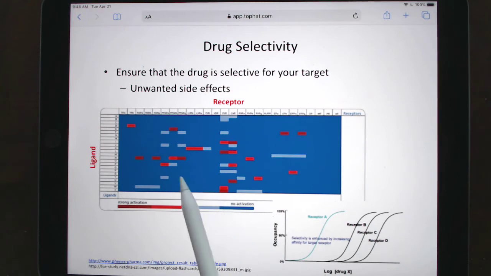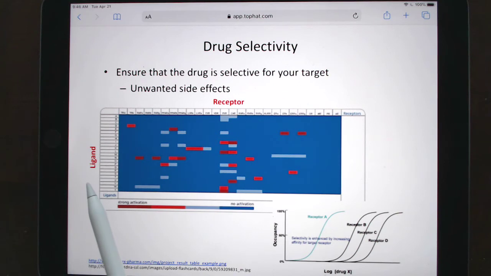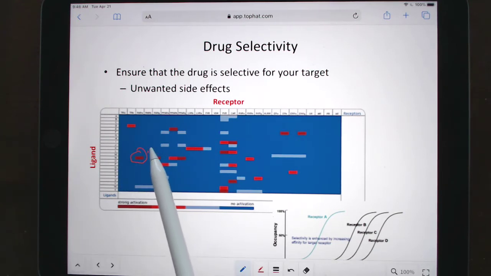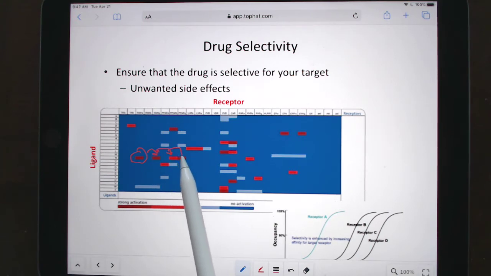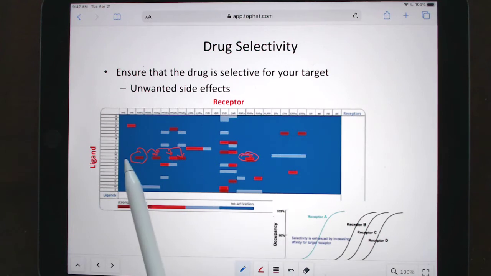The dark blue shows no activity, but these are a bunch of different receptors, and these are a bunch of different compounds, ligands, that could potentially inhibit receptors. The darker the red, the more likely it is to target here. So if you're trying to inhibit this one, you'll also hit this receptor and this receptor. So this compound hits a bunch of them.